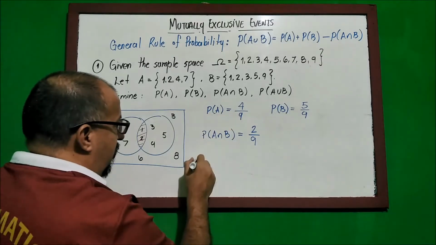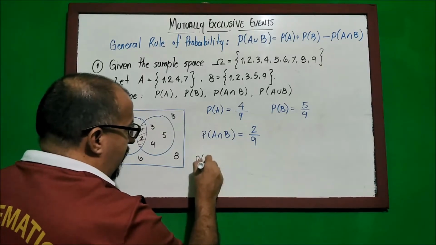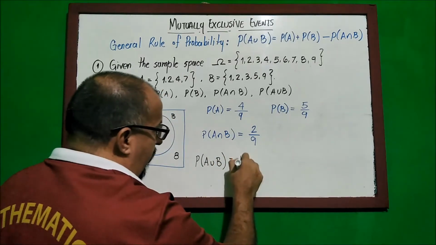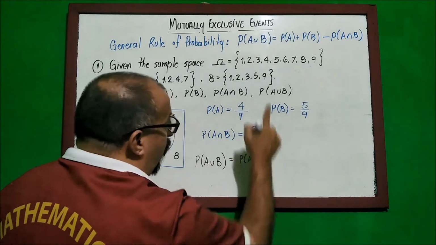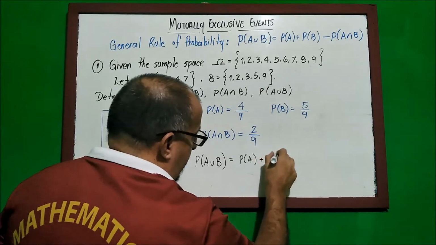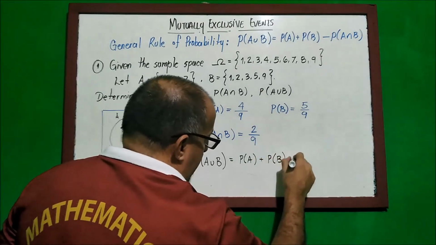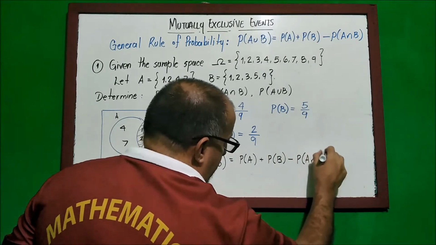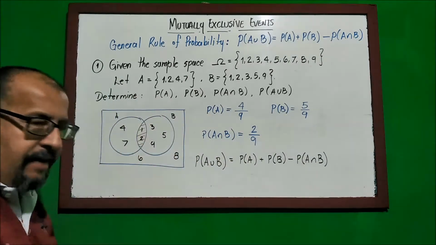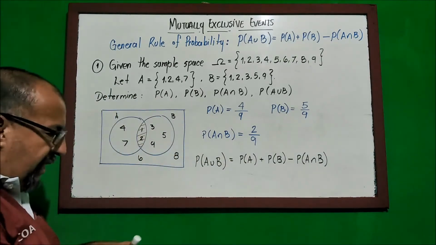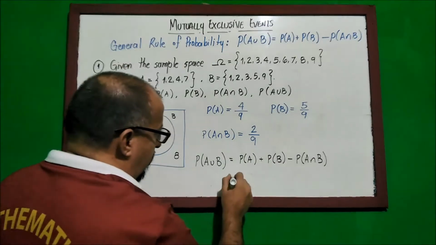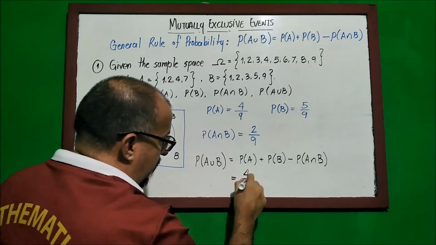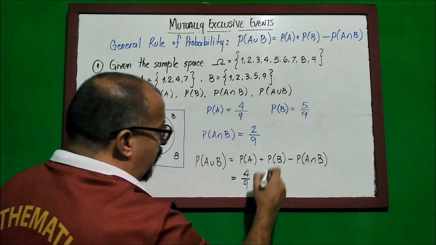The final answer, the probability of A union B, will be equal to the probability of A, applying the rule, plus the probability of B, minus the intersection of them if this intersection exists, which in this particular case we have a value. So now we start replacing. P of A is equal to 4 9ths. P of B is equal to 5 9ths.